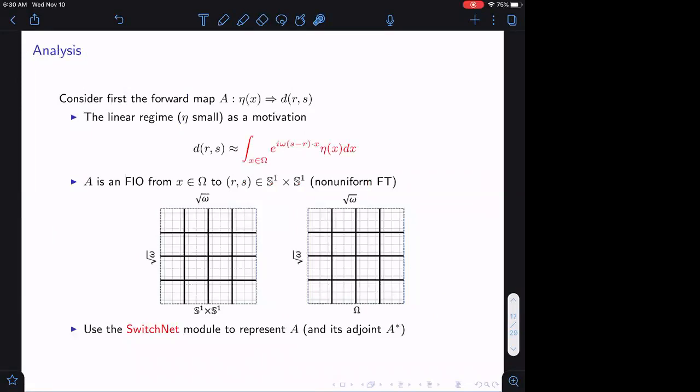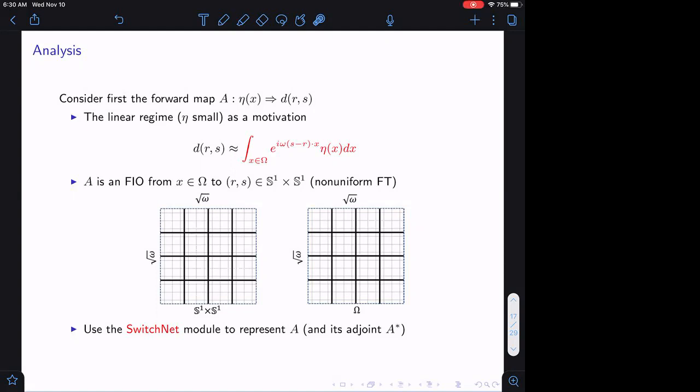So in order to motivate the design of the neural network architecture, we start from this forward map, which maps the medium perturbation eta to my boundary measurement. In the linear regime, when eta is small, we can write down what this operator is. In fact, this operator is approximately given by this form, up to a constant or smooth amplitude.